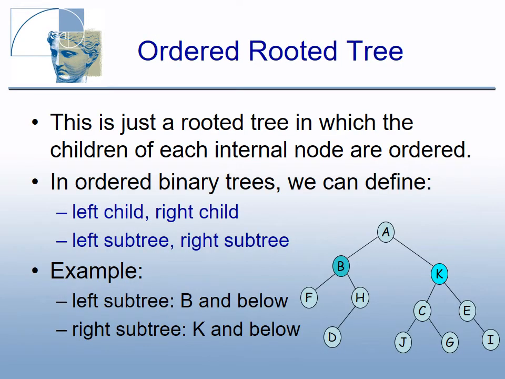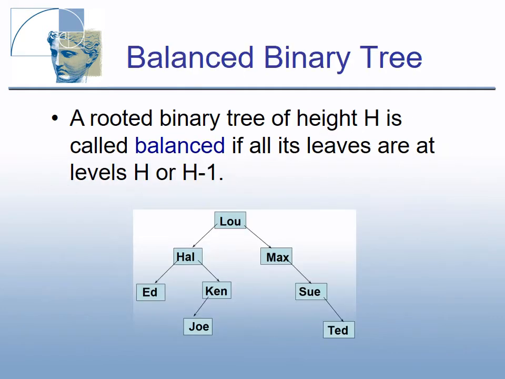An ordered rooted tree is just a rooted tree in which the children of each internal node are ordered. In ordered binary trees, we can define left child, right child, left subtree, and right subtree. In the shown example, the left subtree consists of the node B and its descendants. The right subtree consists of the node K and its descendants. A rooted binary tree of height h is called balanced if all its leaves are at levels h or h-1.